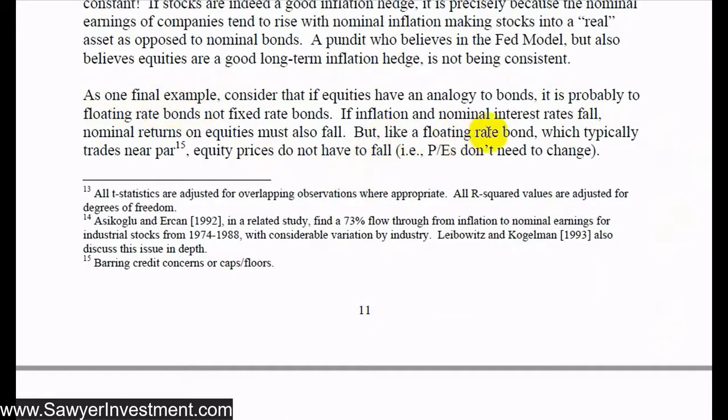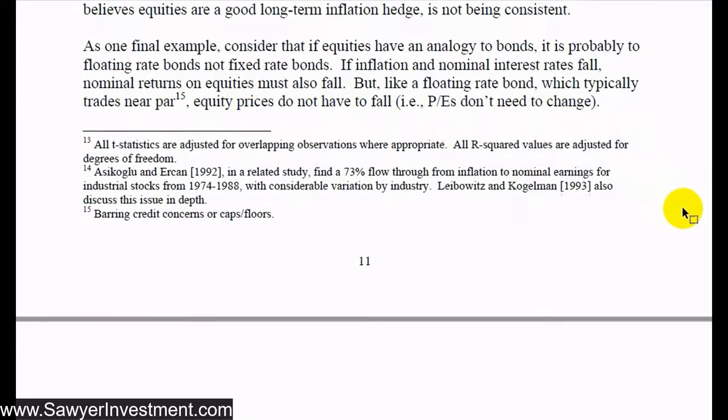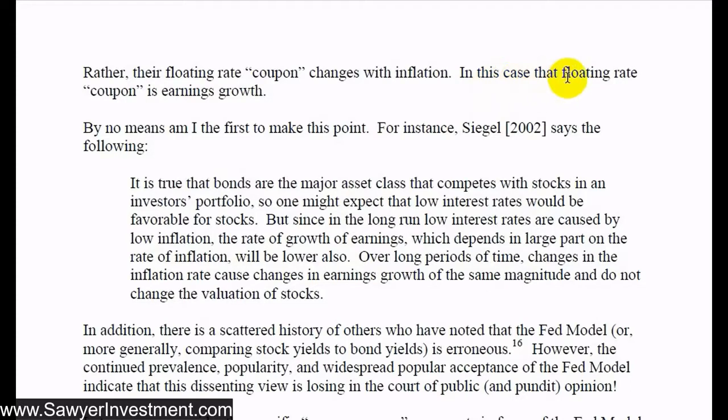So a good analogy of that might be that for floating rate bonds, as the interest rates move up or down, the prices of the bonds still stay at par. And that's similar to the way that equity prices operate as well, because as the inflation moves up or down, so does the nominal growth rate to counteract that, and so the equity prices remain at par as well. And so you might think of a stock's coupon as its earnings growth rate. And Siegel even said this back in 2002 when he said that changes in the inflation rate cause changes in the earnings growth rate of the same magnitude as the changes in inflation. And that, for that reason, the change in valuation of stocks does not move.